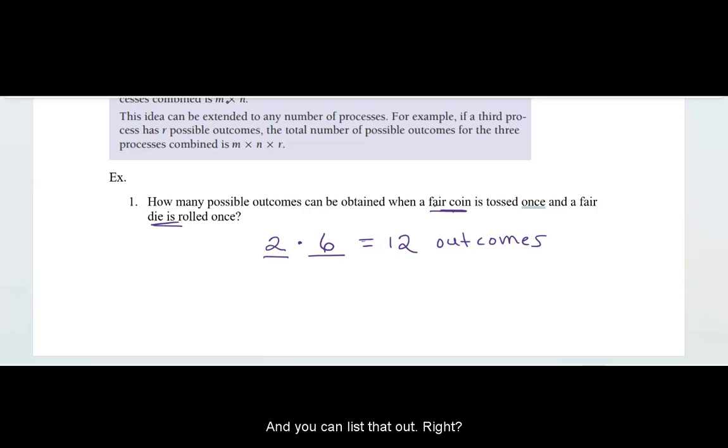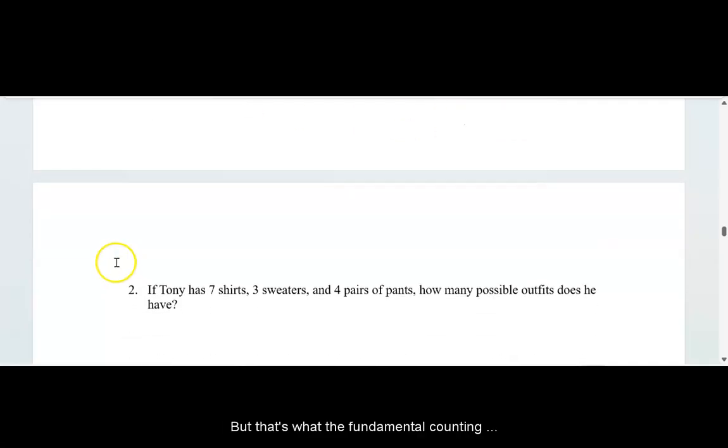And you can list that out, right? You could have a heads and a 1, a tails and a 1, heads and a 2, a tails and a 2, and so forth. And you're going to have 12 of those. But that's what the fundamental counting principle is.